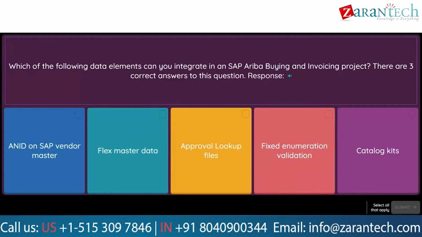Question: which of the following data elements can you integrate in an SAP Ariba buying and invoicing project? There are 3 correct answers to this question. Response: Option 1. ANID on SAP vendor master. Option 2. Flex master data. Option 3. Approval lookup files. Option 4. Fixed enumeration validation. Option 5. Catalog kits.